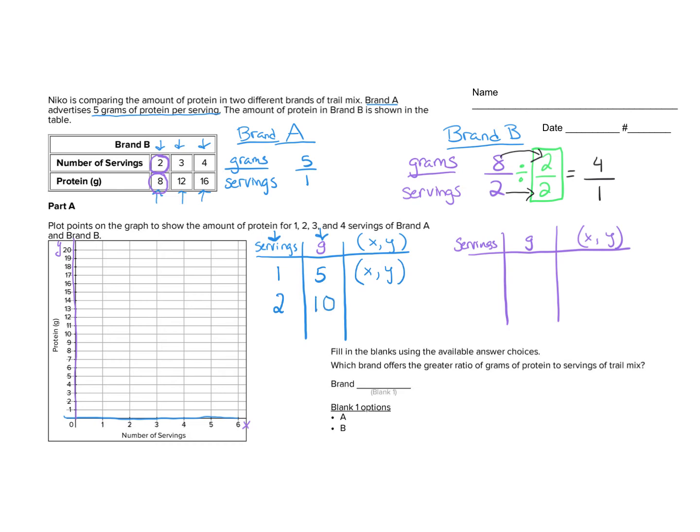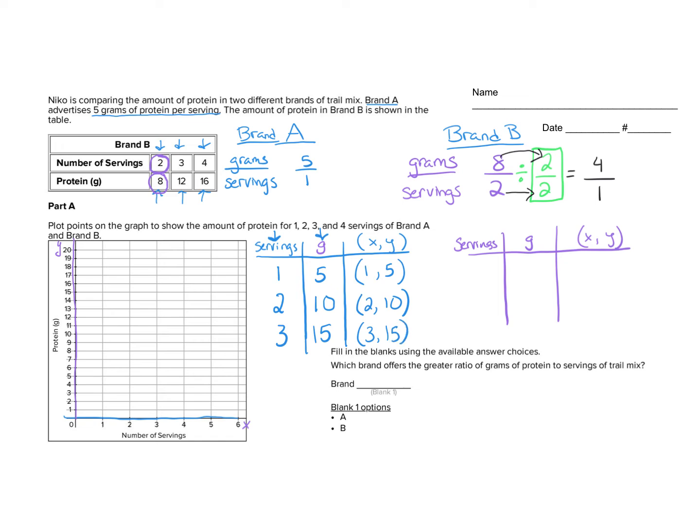That would be 10. So I just noticed I made a mistake here. I meant to write a 1 and 5 here, sorry. And now this will be 2, 10. And now I have number 3 servings. And since I'm tripling the number of servings now, I would triple the number of grams as well. So I have 15 grams. And now my ordered pair is 3, 15.